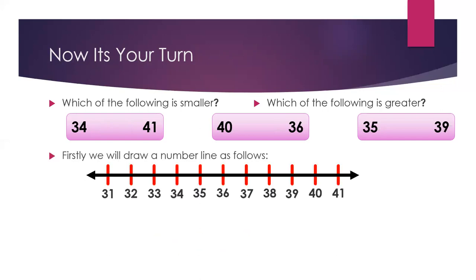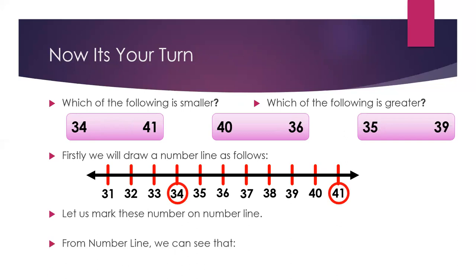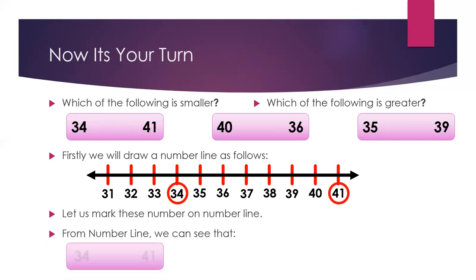Here we have got the number line and let us mark these numbers on the number line one by one. So firstly we are comparing 34 and 41. Let us mark these numbers on the number line. As you can see, 41 is towards the right of 34, so we can say that 41 is greater than 34. Or similarly we can see that 34 is left of 41, so 34 is smaller than 41.